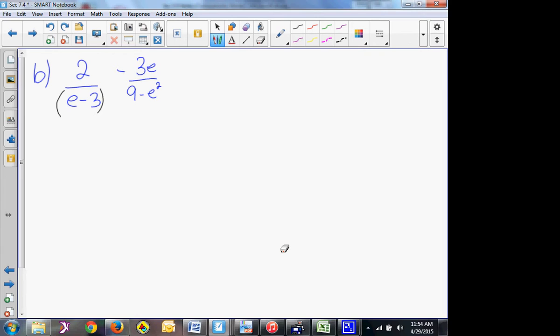In order to find my non-permissible values, I want to factor my denominators if I can. So e minus 3, I can't really factor that, but I can factor 9 minus e squared. So I'm going to do that. And this is that a squared minus b squared thing on the far left board here. When I factor this, I get (3 plus e)(3 minus e).